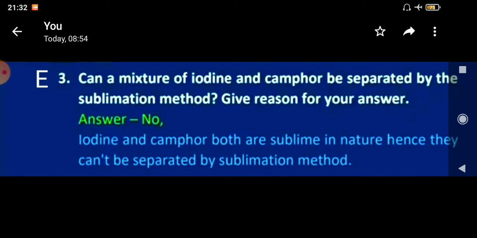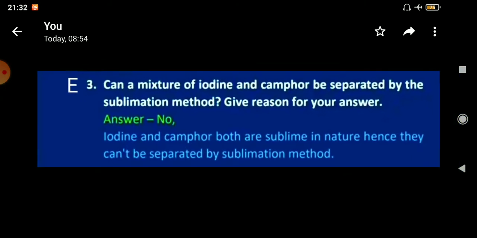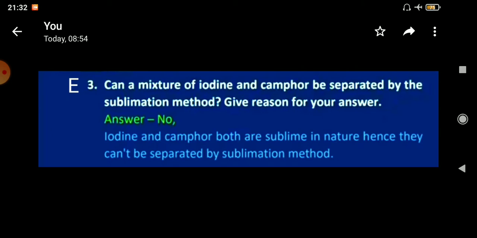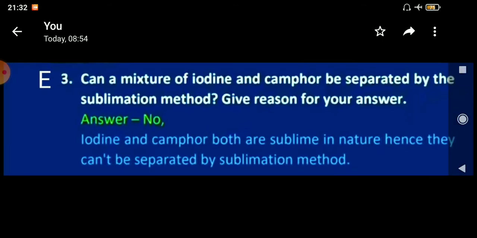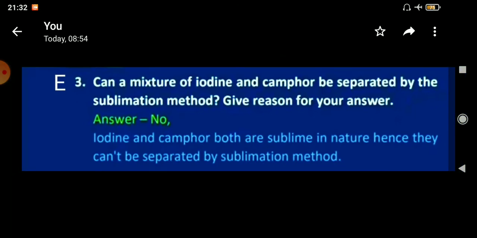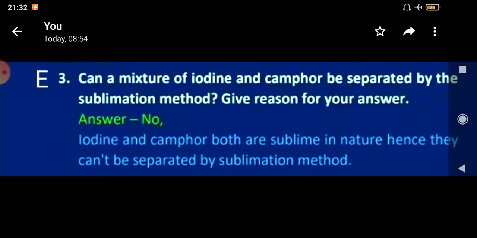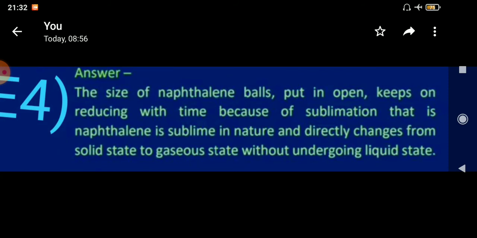So you all know that iodine and camphor both have the tendency to sublime, so they cannot be separated by sublimation method. So we will write: iodine and camphor both are sublime in nature and hence they can't be separated by sublimation method. Okay. The fourth question is, why does the size of naphthalene balls put in open keep on reducing with time?